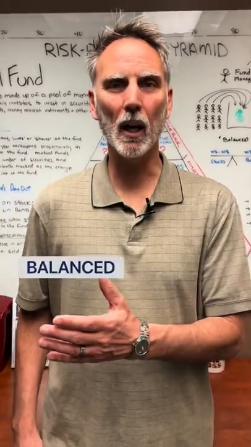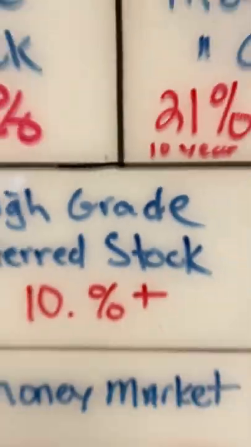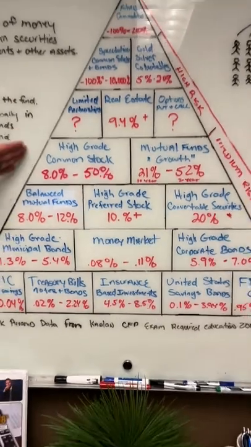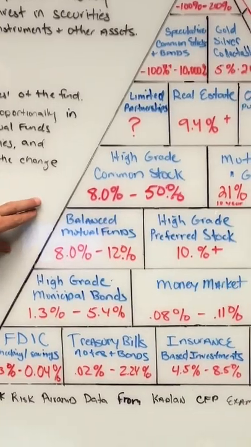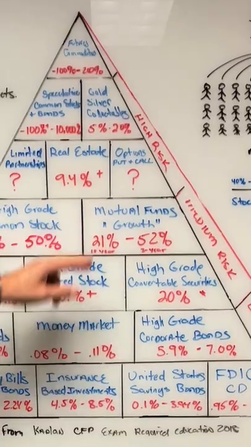What's the difference between a balanced and a growth mutual fund? So let's take a look at the risk-return pyramid, where the higher up the pyramid you go, the greater the risk, but the greater the potential return. Balanced mutual funds fall in level 3, growth mutual funds fall in level 4.